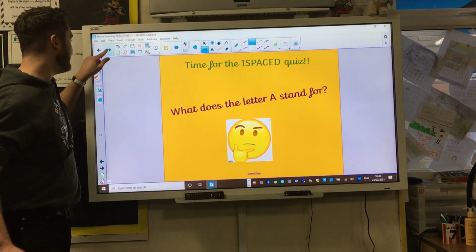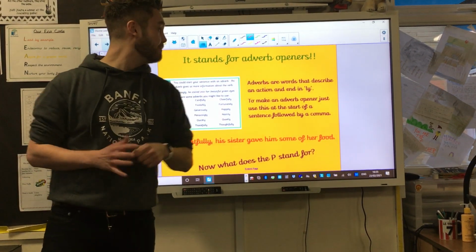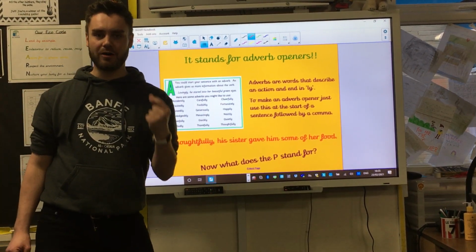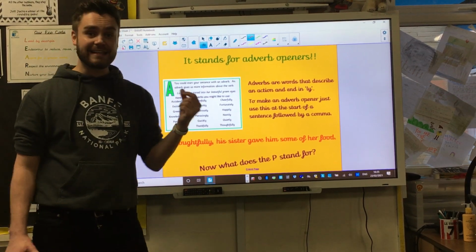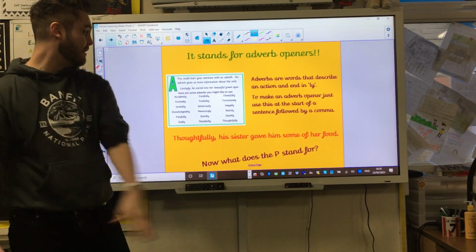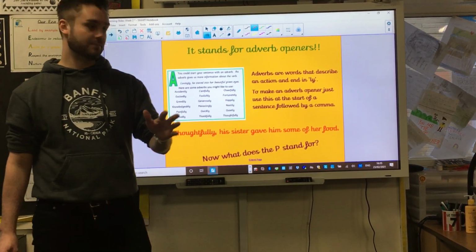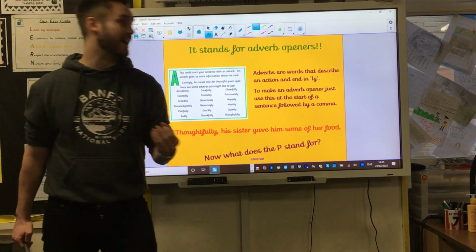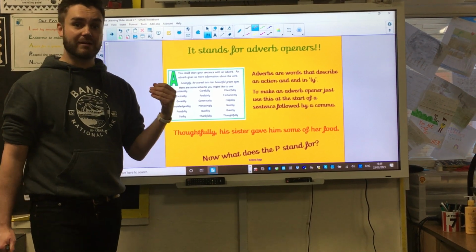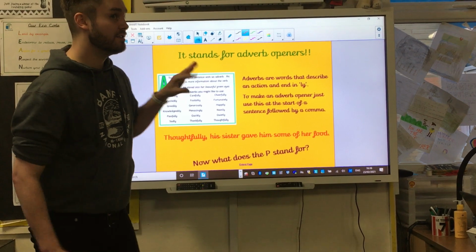Okay, Year 4, so the A in I-spaced, hopefully you know, stands for adverb openers. Simply put, these are words that describe an action and end in ly. Now to make an adverb opener, just use this at the start of a sentence followed by a comma. The example being, thoughtfully, his sister gave him some of her food. Okay? Simple as that. Really, really good way to add a little bit extra information, make it a little bit more exciting, just by putting an adverb at the beginning, just one word and a comma.